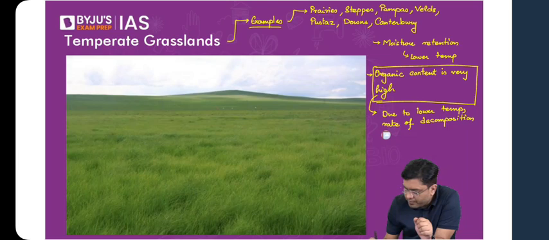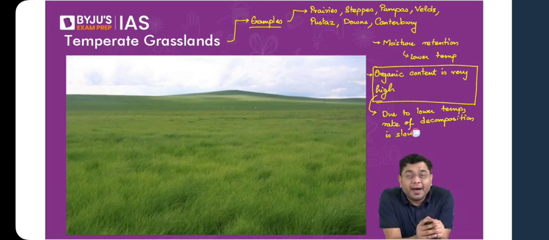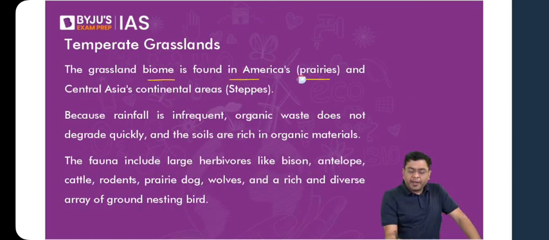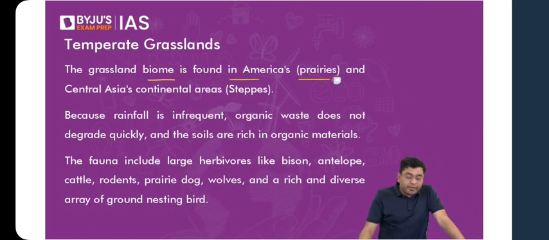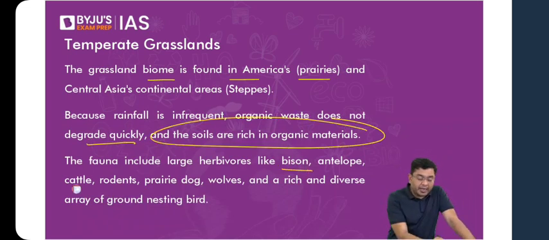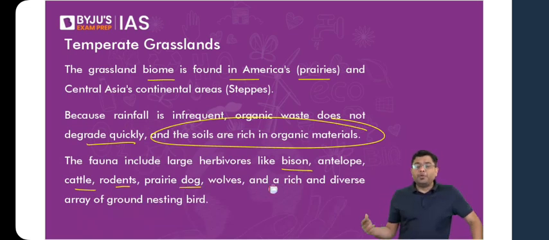Now, will you be finding large herbivores in these areas? What do you think? Yes, you will. So you will find herbivores in large population as well, and that also brings carnivore population in that region. So this grassland biome is found in various parts of the world. Now, because rainfall is infrequent, organic waste does not degrade quickly, and the soil is very rich in organic material. The fauna include large herbivores like bison, antelope, cattle, rodents, prairie dog, wolves, and therefore a significant amount of carnivore population will also be found in this particular area.